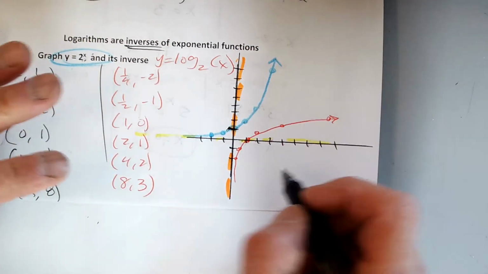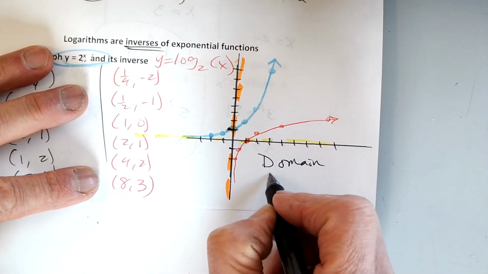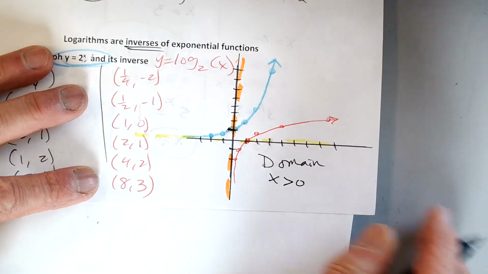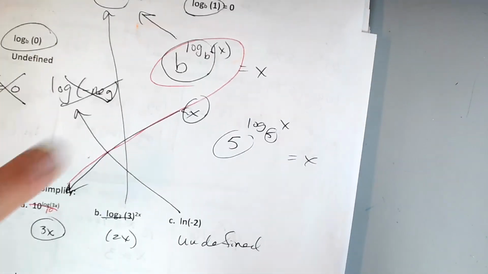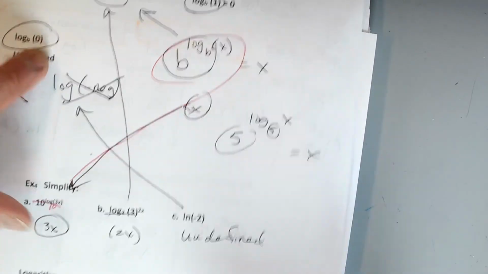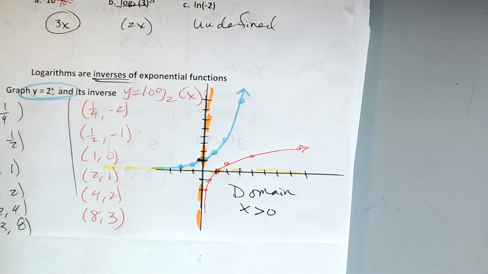So the domain is super important. The domain of the log graph is x is greater than 0, and that is why that won't work and that won't work, because it doesn't exist, right? Okay, that's what I have for today.